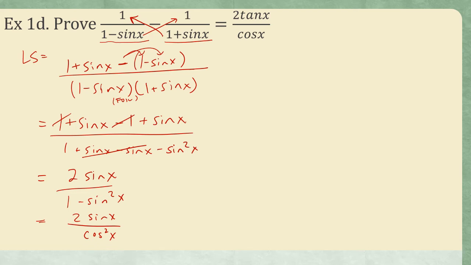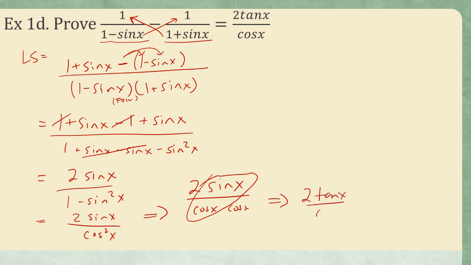We could switch gears and work with the right side, or we could keep working with this side. How could we work with this side? Well, what if I wrote it like this? Instead of cos², just cos x times cos x. Those two things together, what do they make? They make tan x, right? Sine over cos. So that's 2 tan x over cos x. That's our right side. Left side equals right side. Therefore, proven.